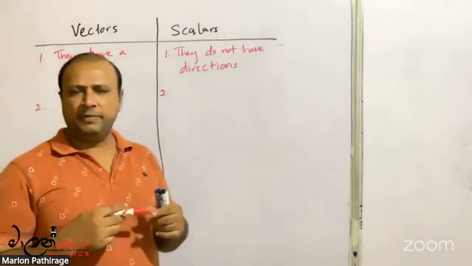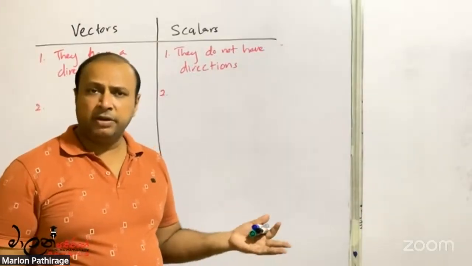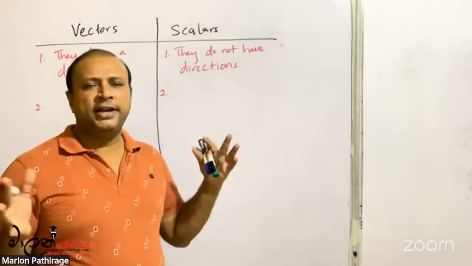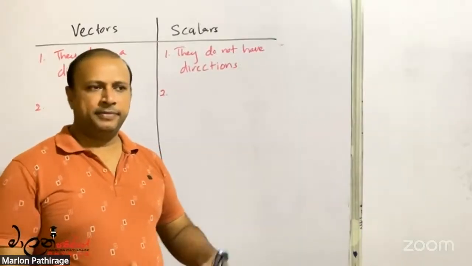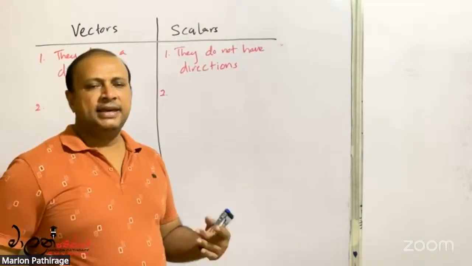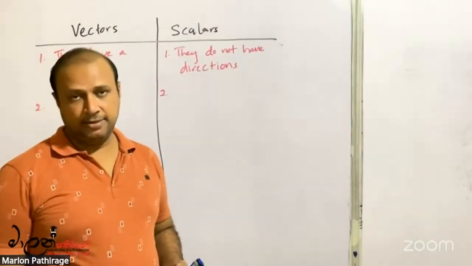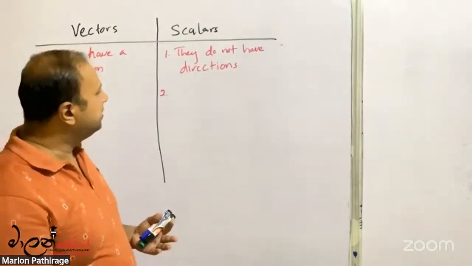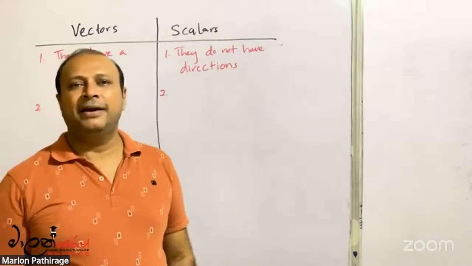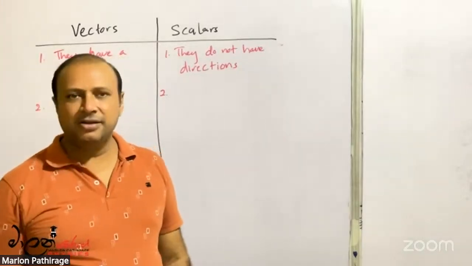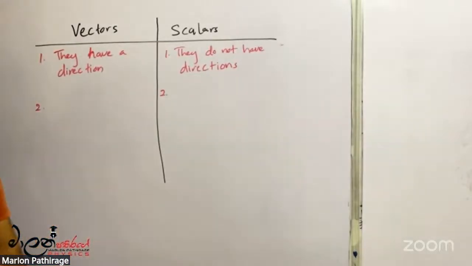do normal mathematical operations, such as addition, subtraction, multiplication, and division. Those kinds of things can be done for scalars in the normal way. Normal way means we can treat them as numbers, because scalars do not have any direction. Therefore, we can multiply, add, divide, or subtract them without any special considerations.